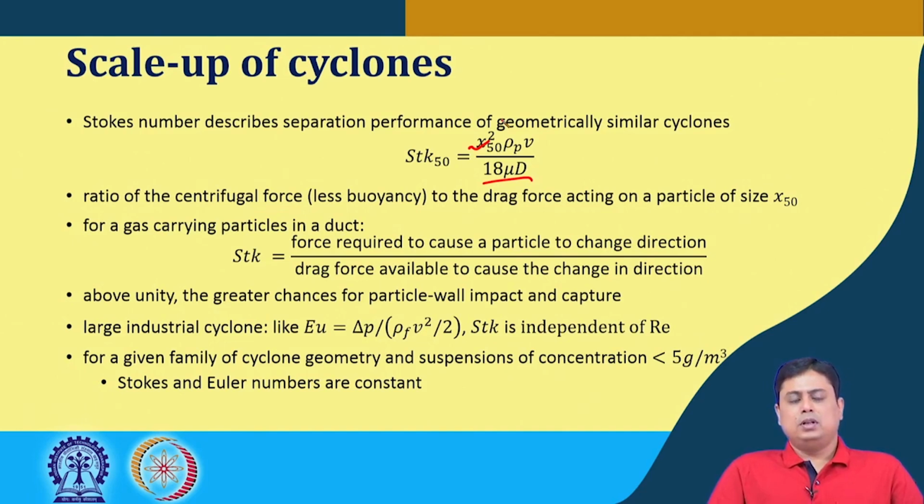So, once again, the Stokes number describes the separation performance of geometrically similar cyclones. It is defined as a ratio of centrifugal force and the drag force that is acting on a particle of equiprobable cut size, that is x50. If this number is higher than unity, then there are chances of particle-wall collision or impact, and the particle can be captured.